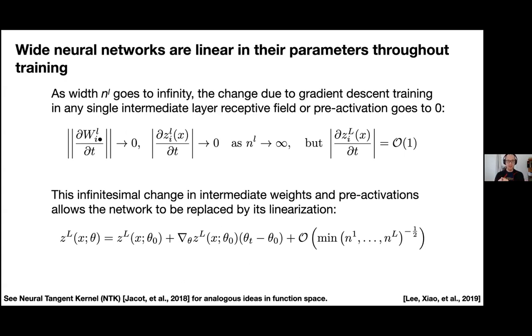I just want to make this really clear, I would like to emphasize this does not mean that deep nonlinear neural networks become linear networks as they get wide. Their output is still a super complicated nonlinear function of their inputs. It's just that throughout training, the change in their outputs is linear in the change in their parameters. And I presented this in parameter space, but you should see the NTK paper for the analogous ideas in function space.